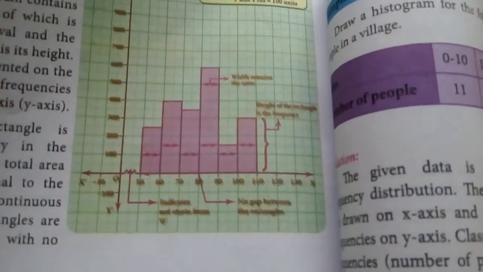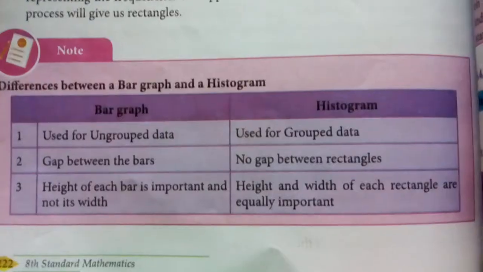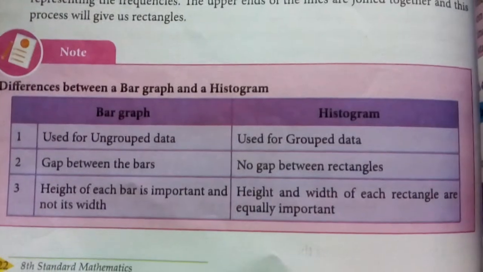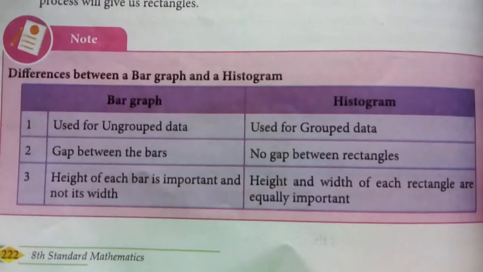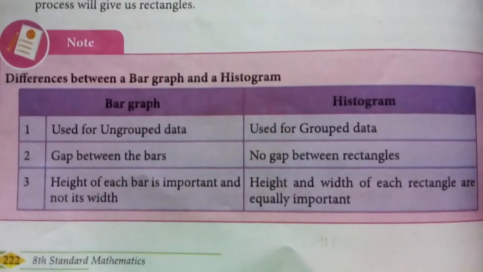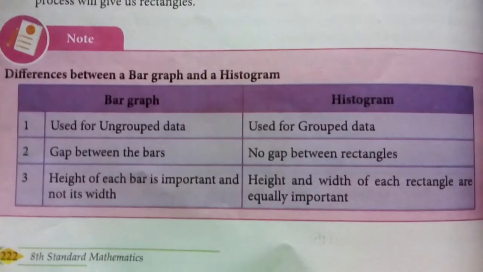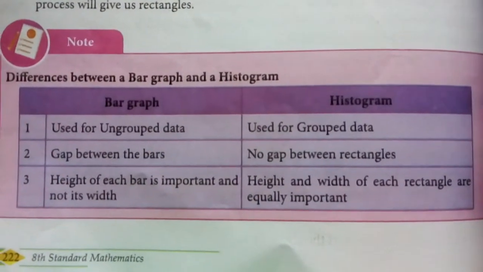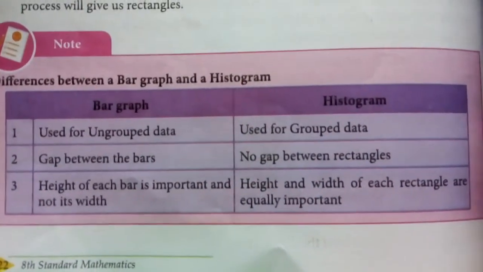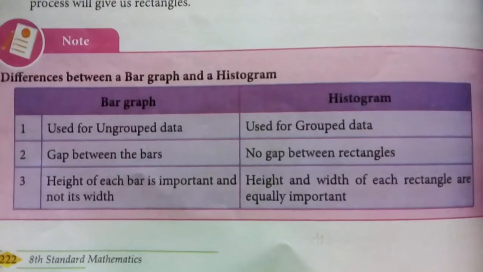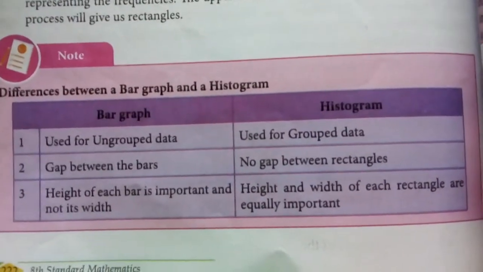Now we will see what is the difference between the histogram and the bar graph. In bar graphs, which we have seen already how to draw, they are used for ungrouped data. Here it is used for grouped data. In bar graphs we have a gap between every two bars. In between the two bars we will have space. But in the histogram there will not be any space between the rectangles.